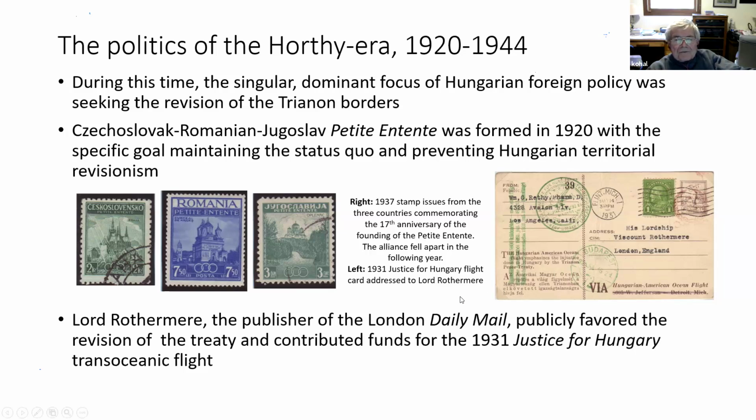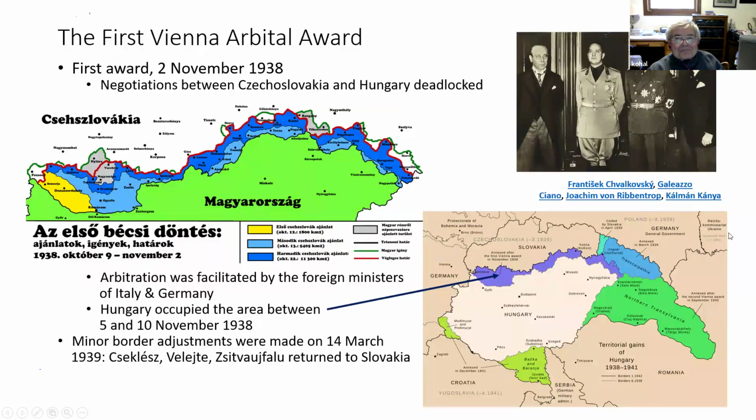He also funded the Justice for Hungary airplane flight in 1931. It's an interesting postcard that was carried on the flight that's addressed to Lord Rothermere, which leads us into World War Two.